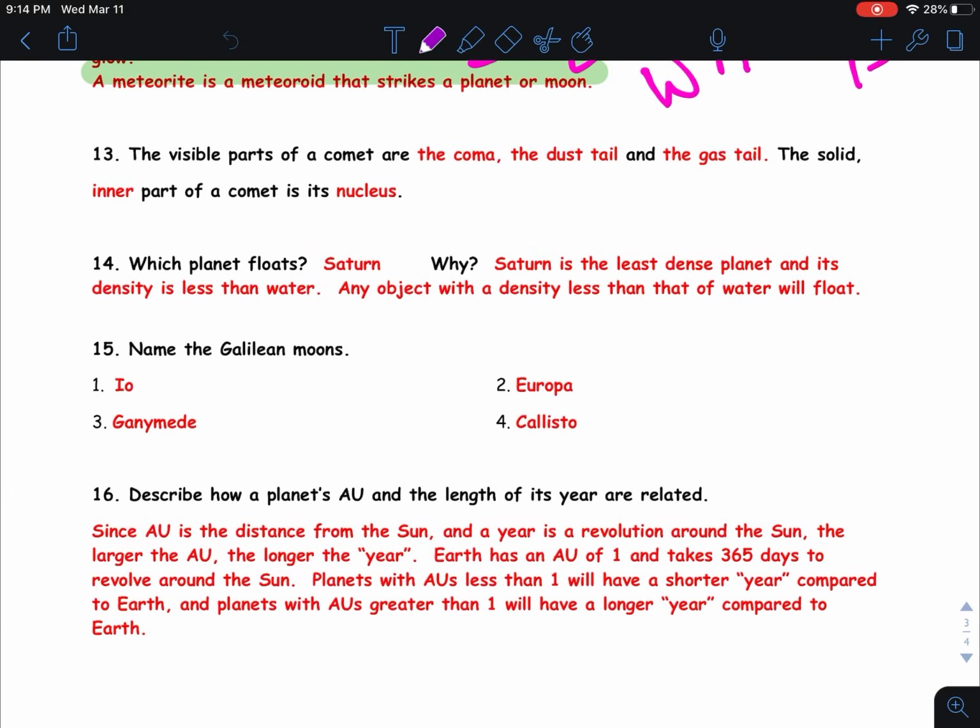The visible parts of a comet are the coma, the dust tail, and the gas tail. The solid inner part of a comet is its nucleus. So we have the nucleus surrounded by the coma. We have a dust tail and a gas tail.